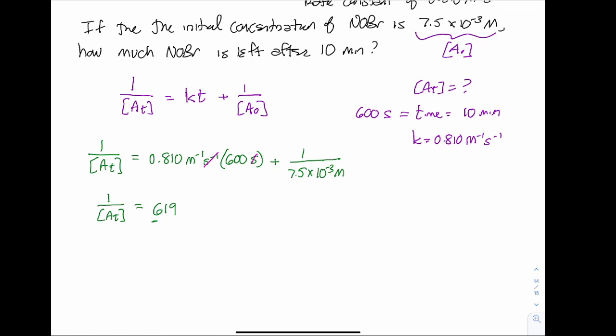At this point, I have 1 over [A]t is equal to this number. I want to know what [A]t is equal to. So I do need to take the reciprocal of this number. Oh, and my units right now are molar to the -1, sorry. I'm going to take 1 over that number.